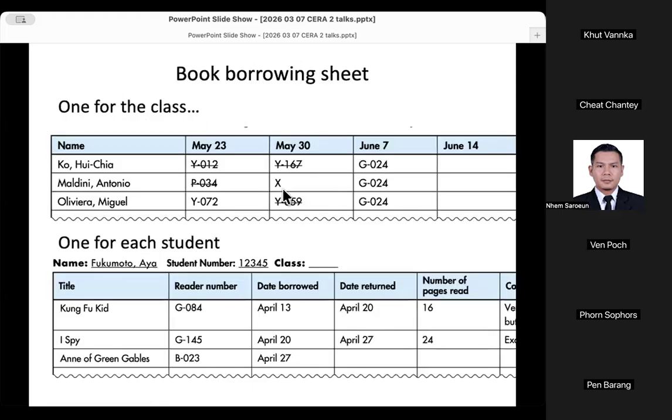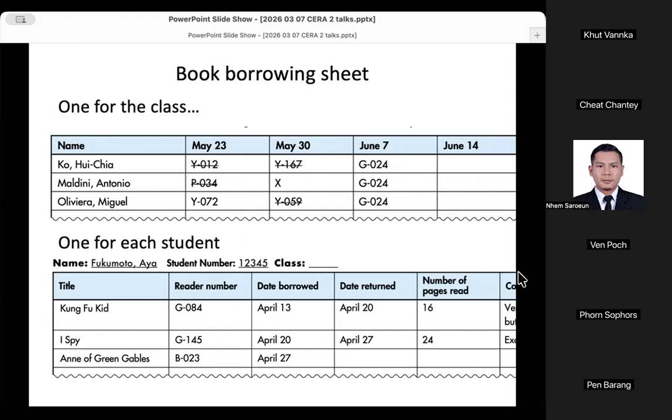When you build your library, you might have a book borrowing sheet. So this is what you have, one piece of paper for your class. So on the left, here are my students, and these are the weeks, and this is the book that they borrowed. So book Y number 012. So inside the book, you'll write a number. Y is for yellow, 012 is yellow book number 12. And when they take it out, you write it down. When you have returned it, you then cross it out. So that's one sheet for the whole class.